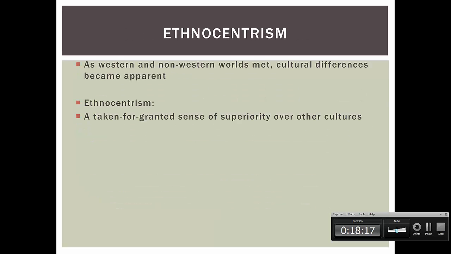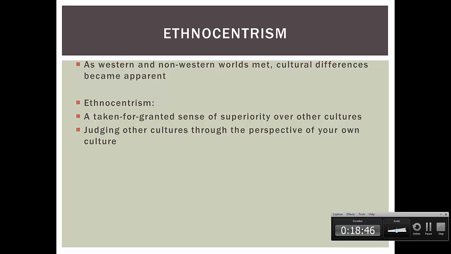When the Spaniards and the English came over to the Americas, much ethnocentrism was exchanged. Ethnocentrism is a take-it-for-granted sense of superiority over other cultures. It's this belief that your culture is right and other cultures are wrong. This can be a very dangerous situation and can lead to several misunderstandings as well as violence.